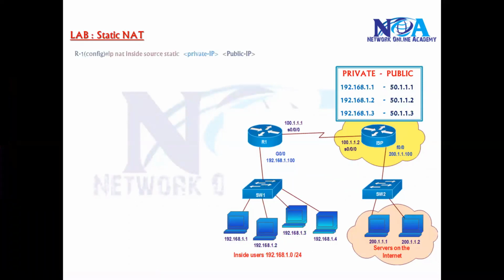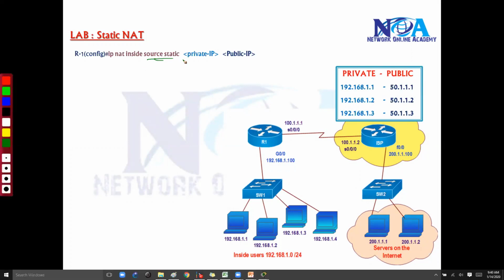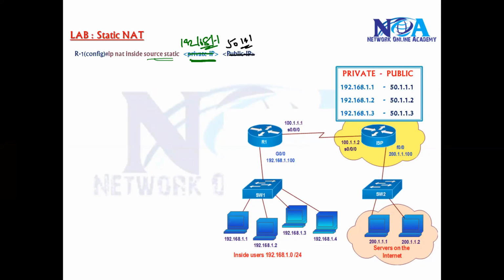So as per my requirement, if you want to write the static NAT, this is the syntax. We need to say IP NAT inside source static. This is all source NAT generally we do. Source address will be translated. And then what is the private IP address? In our case, the private IP address is 192.168.1.1. And then you have to tell what is the registered IP, 50.111. So that's a simple one line configuration. We have to say IP NAT inside source static, the private IP and the public IP.